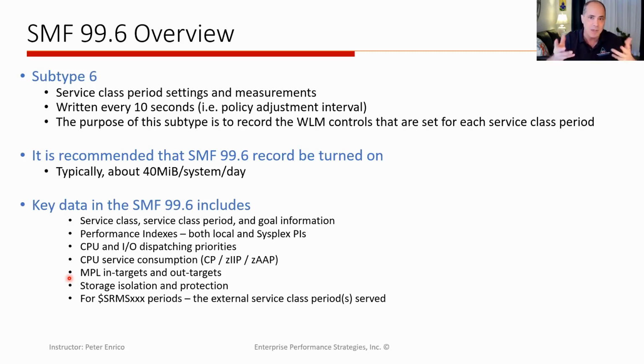So you have these measurements being collected today. It's just a matter of enabling the record to get them put out to SMF. So don't worry about the overhead of having them turned on. What's in the SMF 99 subtype 6, which makes it so valuable, is service class period and goal information. So we get to see what the goal is every 10 seconds.